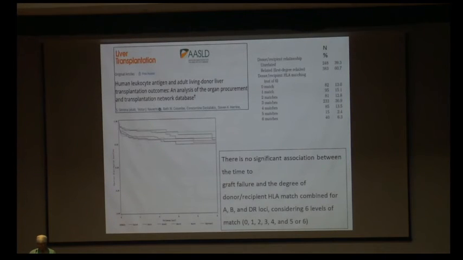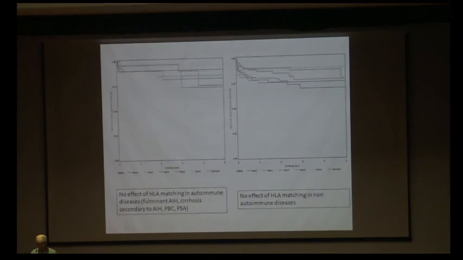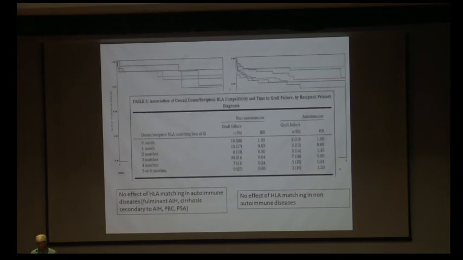Similarly, this is also a registry analysis, HLA antigen and adult living donor liver transplantation outcome. This is the OPTN database. And again, there was no significant association between time to graft failure and degree of donor recipient HLA match combined for A, B and DR loci considering 6 levels of match. And again, there was no mismatch effect in those patients who were transplanted for autoimmune disease, and there was no effect of HLA matching on non-autoimmune disease. And again, there was no difference.